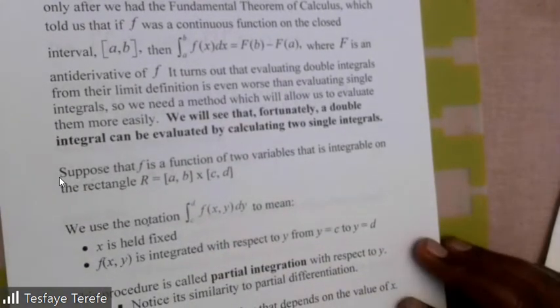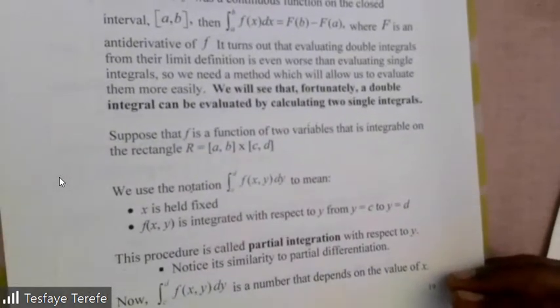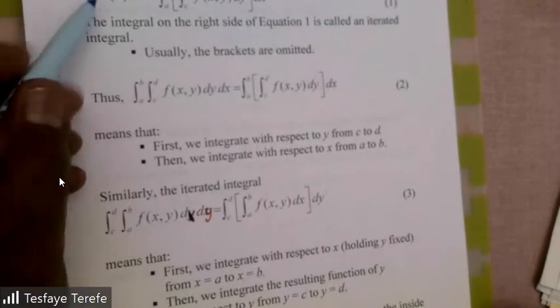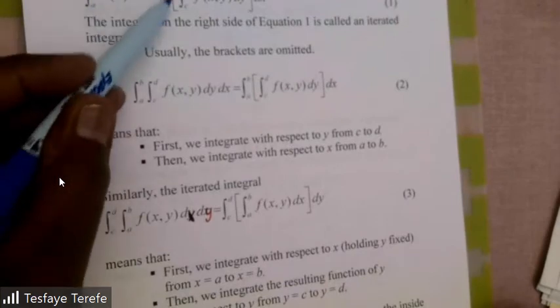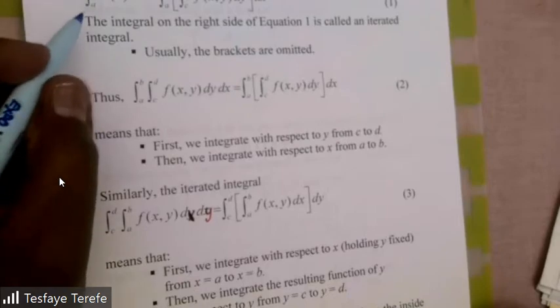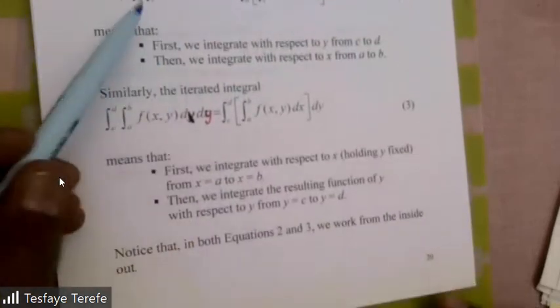So this concept also will be transferred to multiple integrals. And so when you are integrating with respect to x and then with respect to y, we call it an iterated integral. And the notation is the integral from a to b, the integral from c to d of f of x y dy dx. And by the way, both of these combined will give us this, and usually we write it like this one.